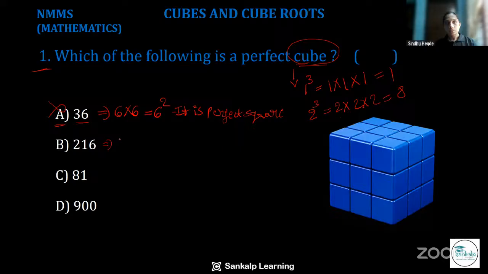Option B 216. 6 into 6 into 6. 6 sixes are 36, 36 into 6 is 216. So this is 6 cube. It is a perfect cube.